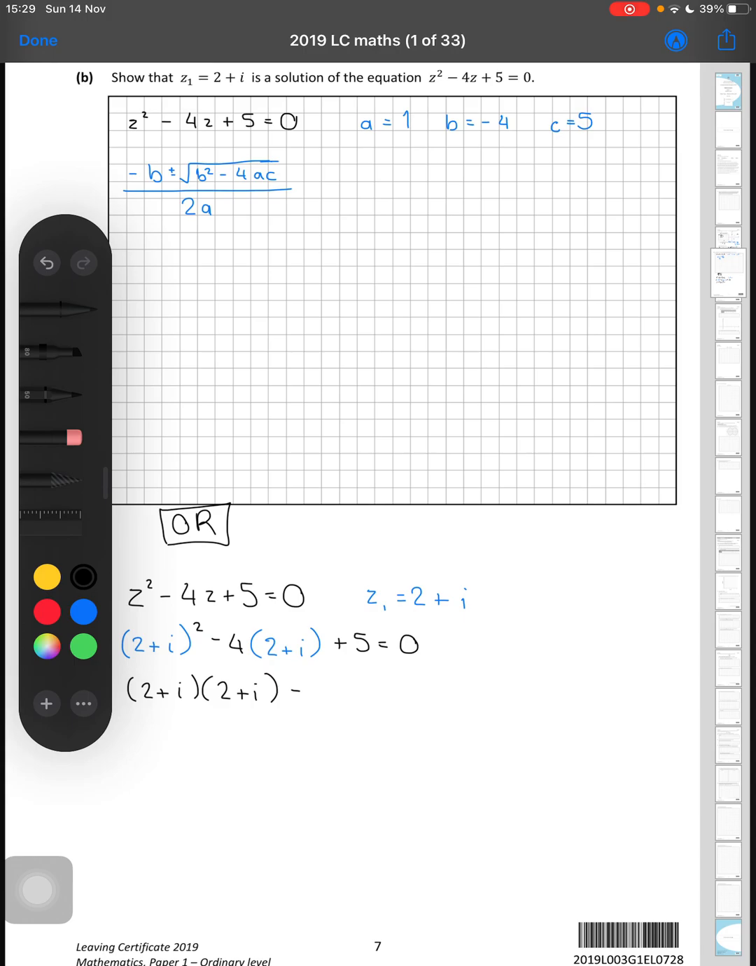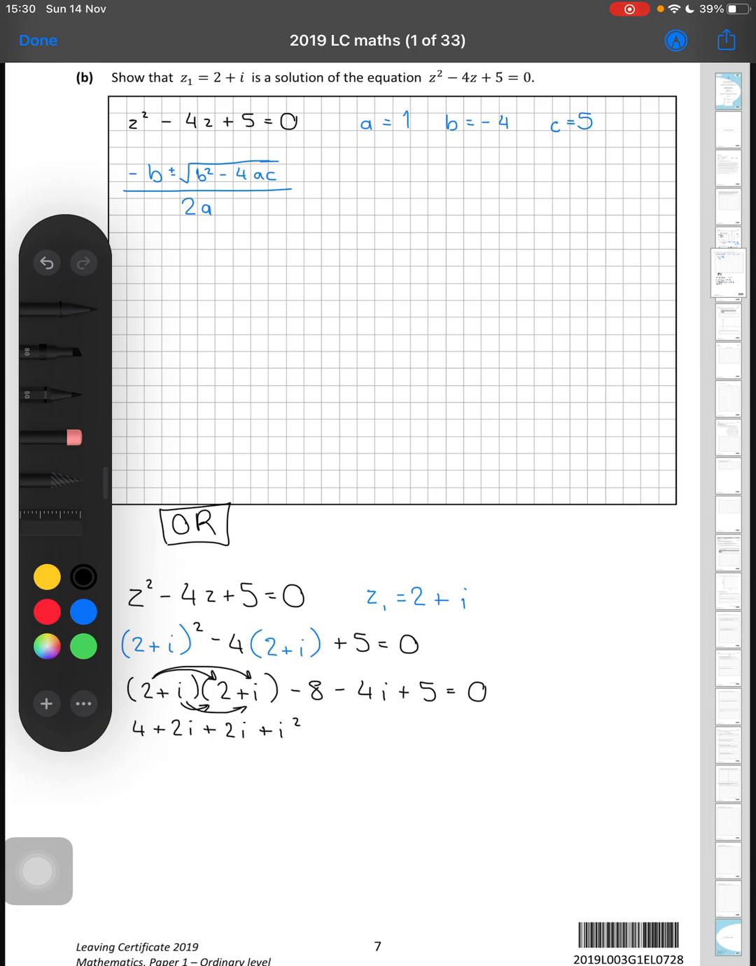And then I have minus 4 times 2 is 8. And then minus 4 times i is minus 4i. And I have my plus 5 that I'm bringing down from the line above. So here, when I work this out, I'm going to have 2 times 2 is 4. 2 times plus i is plus 2i. i by 2 is plus 2i. And then i by i is i squared.